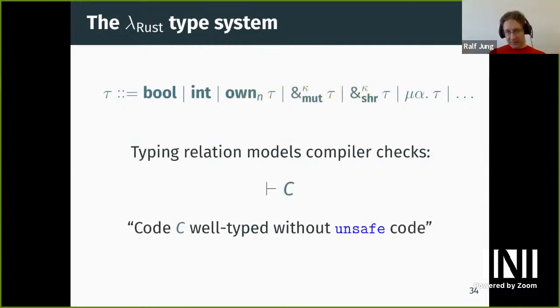Once we have our grammar of types set down, we can now define the typing relation, which basically is a formal way of saying what actually is the compiler checking when it type checks your code. And so we use the statement spelled turnstile C to mean that the code C is well typed and passes compiler checks without using any unsafe code internally. So this without unsafe is important because, of course, we're not making any promises about code that uses unsafe. At least the compiler is not making any promises about that.